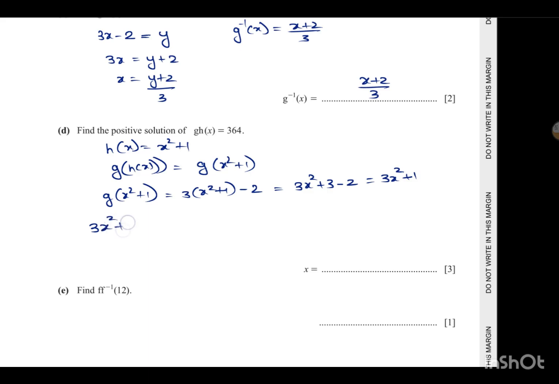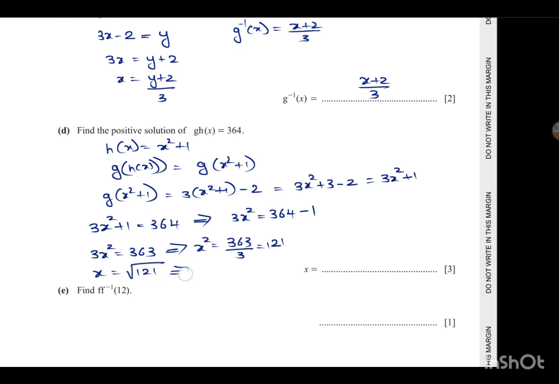So 3x square plus 1 is equal to 364. Keeping 3x square, bring 1 onto the right hand side. 364 plus minus 1, sorry. Then 3x square is equal to 363. Find out x square. 363 divided by 3 is 121. So x will be square root of 121. That gives you x value as plus or minus 11, but they asked us to give only the positive solution, so our answer will be just 11, that is positive.